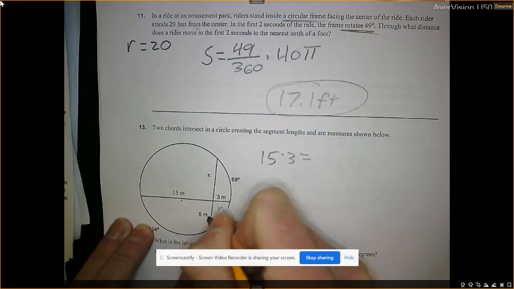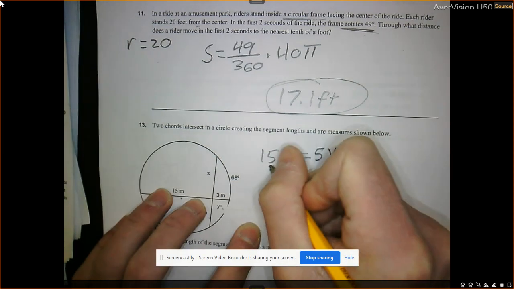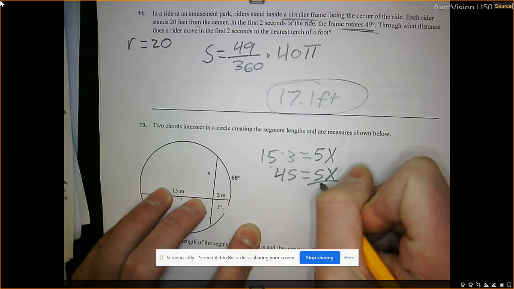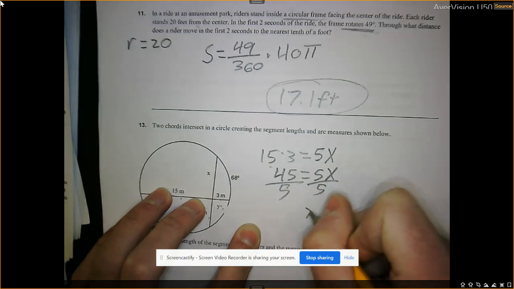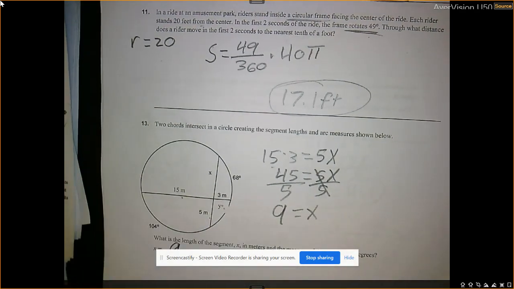So in other words, 15 times 3 has to equal 5 times x. That's all you're doing there, and now you solve this out. 15 times 3 is 45. That equals 5x. How do you get x alone? You divide both sides by 5. What is 45 divided by 5? That is 9, so x is 9. Nice and easy to find x there.